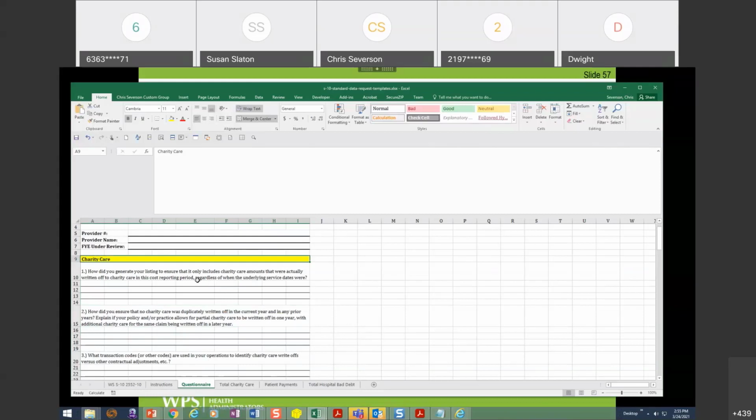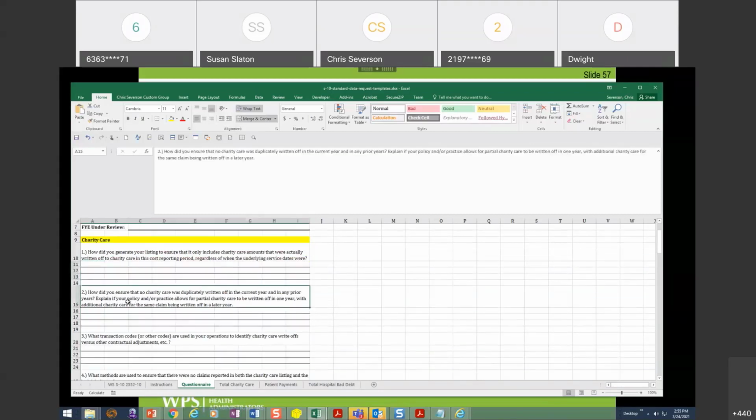And the question is, how did you generate your listing to ensure that it only includes charity care amounts written off this period? So right away, if the provider answered this question and they followed it, then we shouldn't see that obvious error anymore when we get the listing. How did you ensure that no charity care was duplicately written off in the current year and in any prior years? So we need some explanation for that.